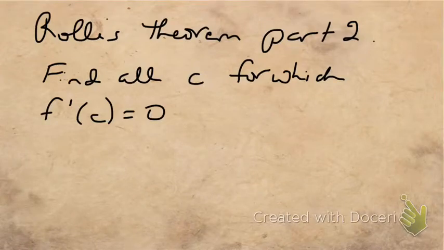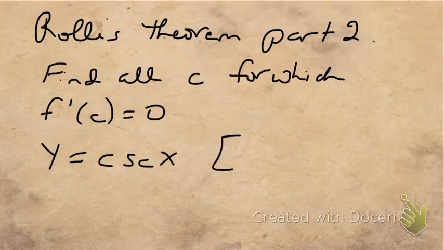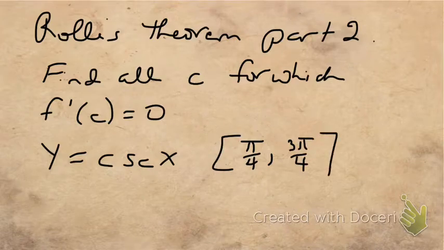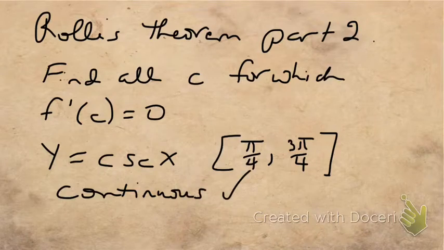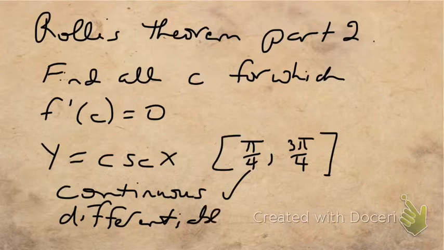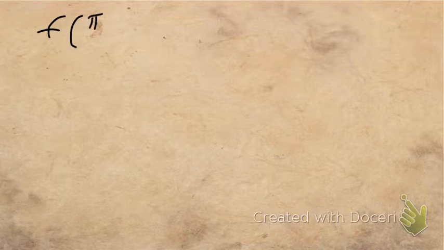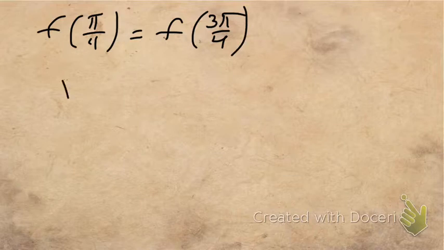So now we know that Rolle's theorem does apply for this function on the interval 1/4 pi to 3/4 pi. We said it was continuous, and we said it was differentiable on that interval. We also found that f of 1/4 pi was the same as f of 3/4 pi. But what we haven't done is find c.